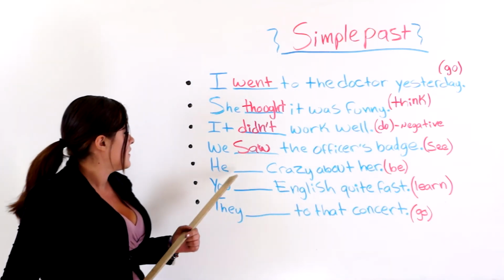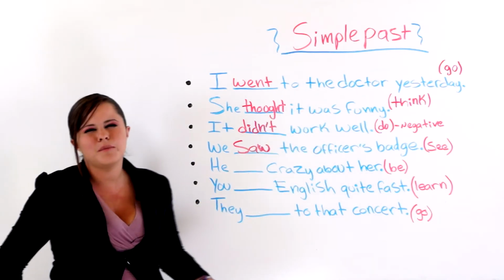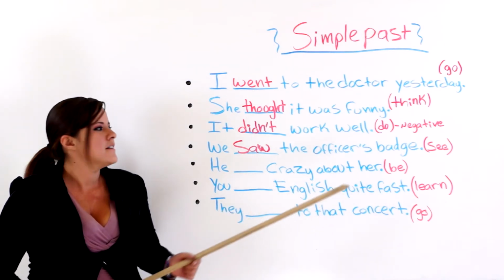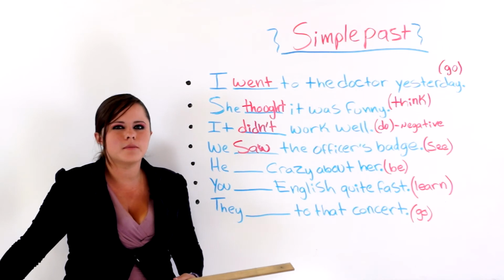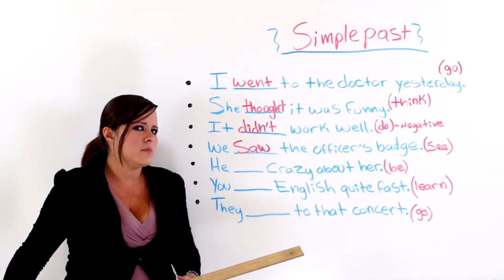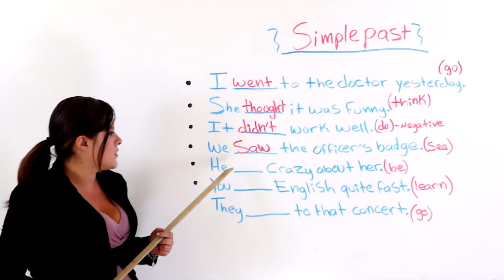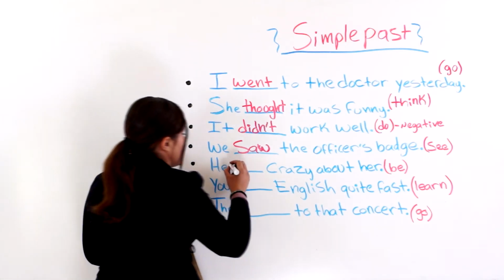Next one says, he blank crazy about her. This is like an idiomatic expression to say that he's really in love with her, okay? So, "be." What are we gonna do with that verb? We're gonna change it into the simple past, which is "was" and "were," right? But since we're using "he," third person, we're gonna use "was."